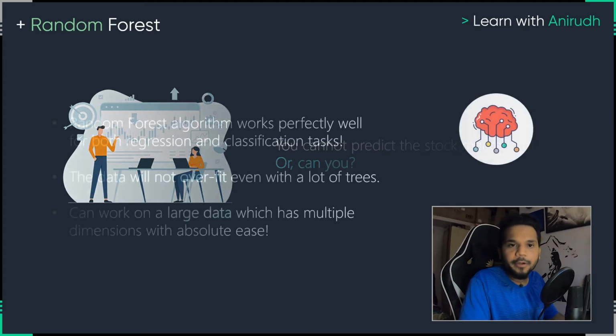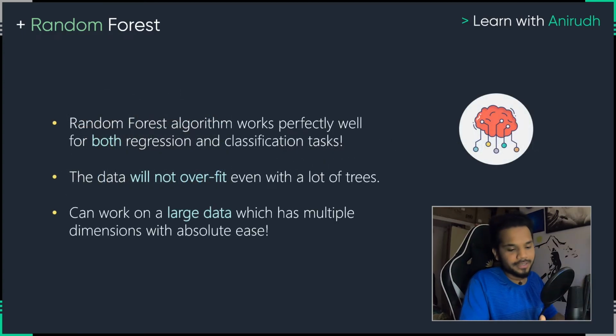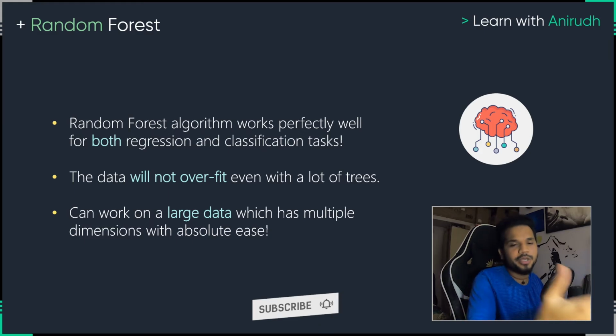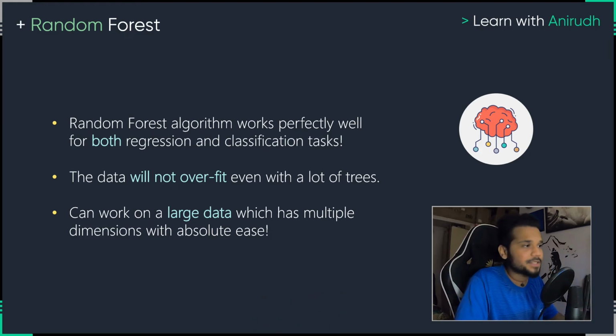So, an important thing about random forest that you have to know is that it works really well for tasks such as regression and classification. Regression is where you take in the past data and predict what happens in the future. Classification is when you have multiple bits of data and you want to segregate them and produce a meaningful result out of that.